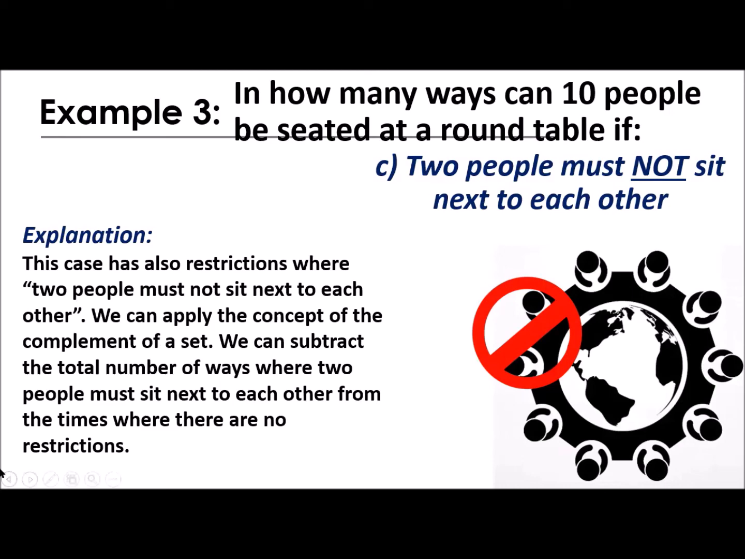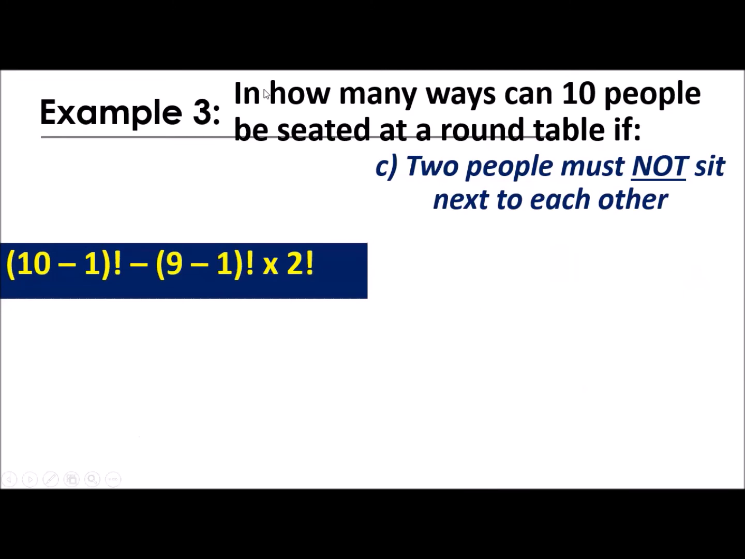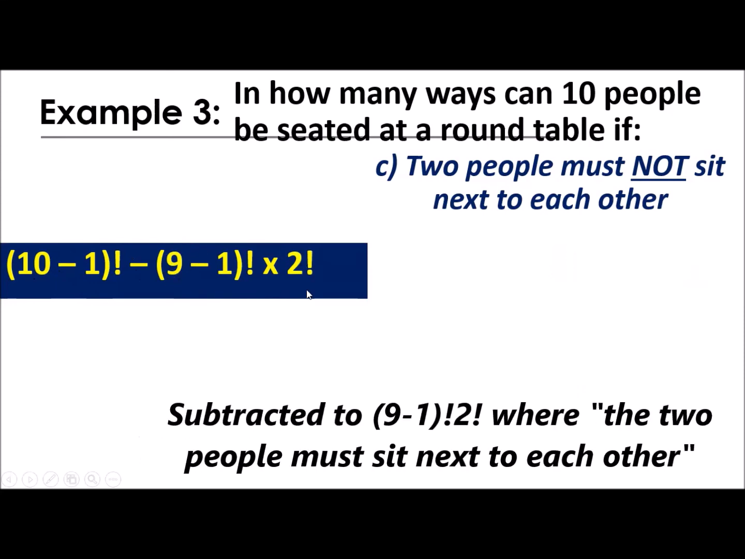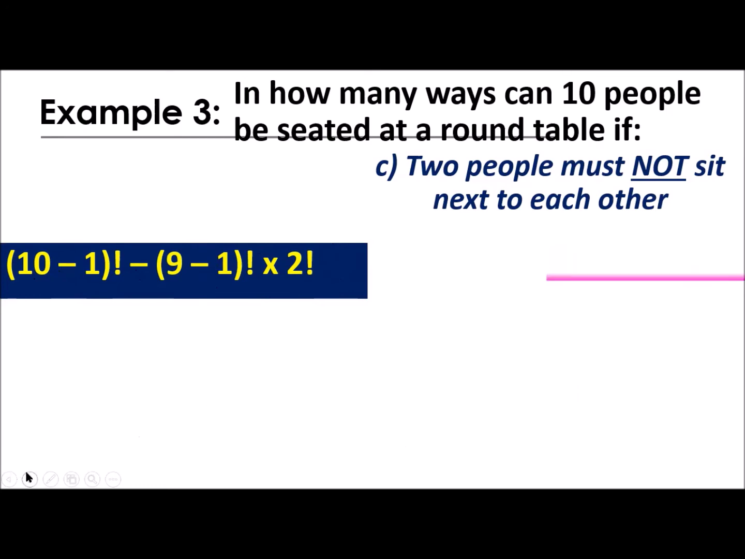Okay? So we can subtract the total of ways where 2 people must sit next to each other from the times where there are no restrictions. Halimbawa, sa 1 to 10, it is composed of odd and even numbers. So pagka tinanggal mo yung even, ang matitira ay odd. So parang ganun yung konsepto niya. So how are we going to solve for this? Katulad lang nung kanina, itong 10 minus 1 factorial, yan yung no restrictions. They can sit anywhere. Ima-minus mo lang yung mga pagkakataon that they could sit together. So, ito yung solution natin kanina. So, yan yung ibig sabihin ng complement of a set.